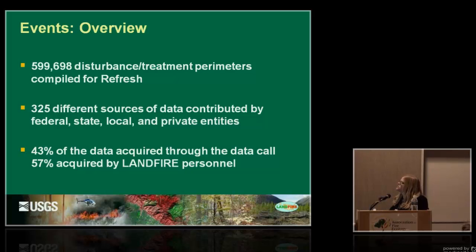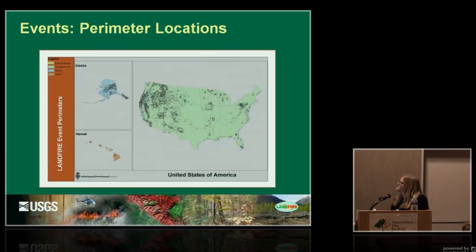This slide shows the distribution of the event perimeters through the United States. We get a sense of where the data occurs. We have more heavily concentrated data in the West as compared to the Midwest and the East.